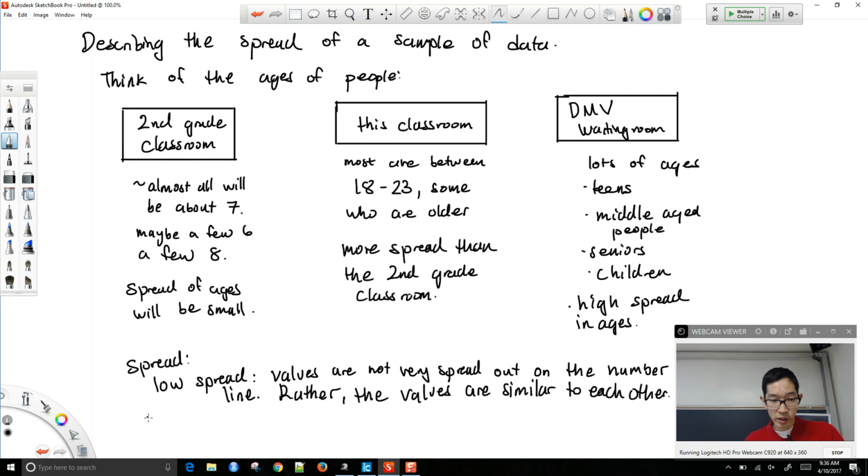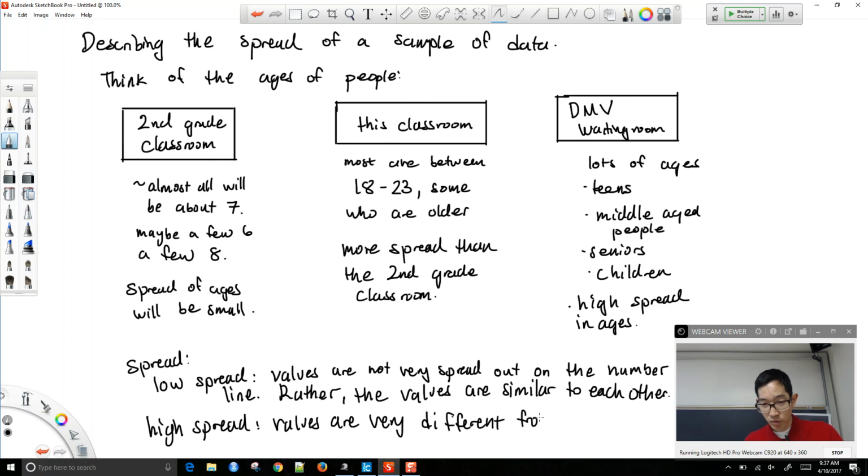Okay, and high spread is just the opposite. The values are very different from each other, meaning that they are very spread out along the number line.